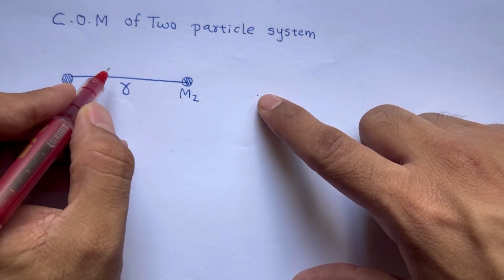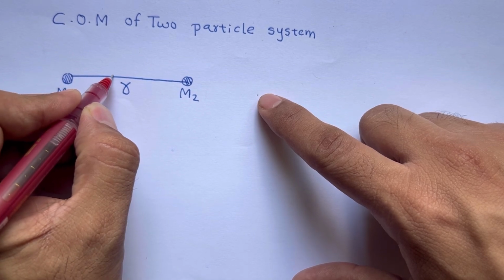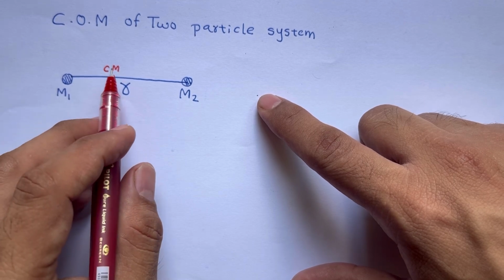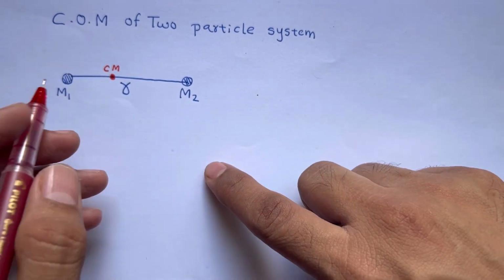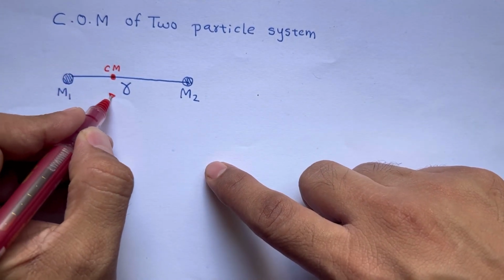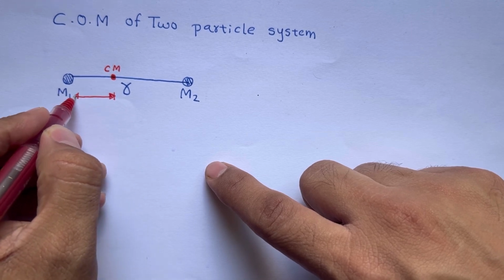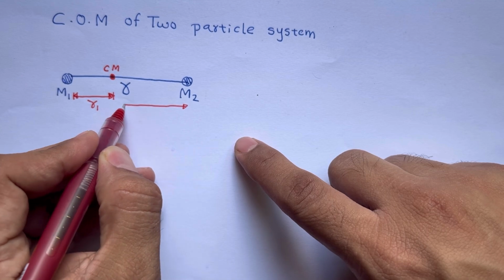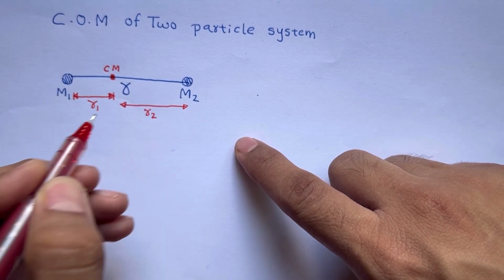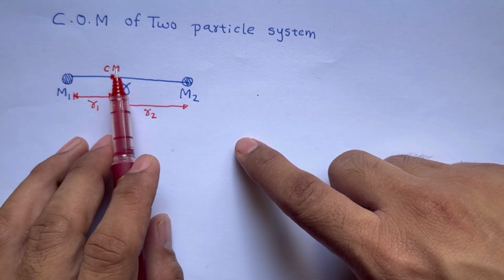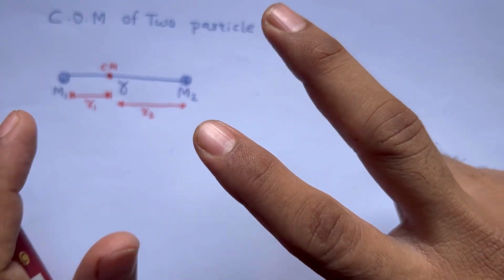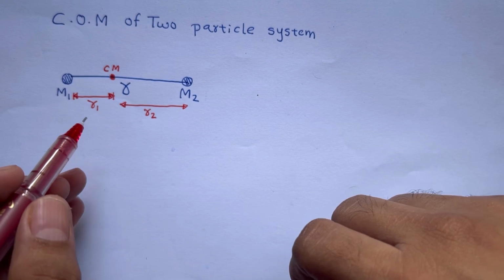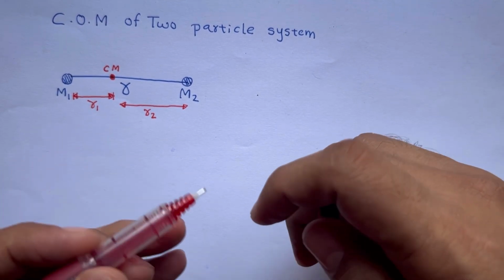Now suppose the center of mass of this two particle system is, let us suppose, here. Let's say this is the center of mass of this two particle system. Now the distance of this center of mass from M1 is, let's say, R1, and the distance of Cm from M2 is R2. Okay, clear? So this Cm is the center of mass of this two particle system. Now we have to find this R1, R2 basically.